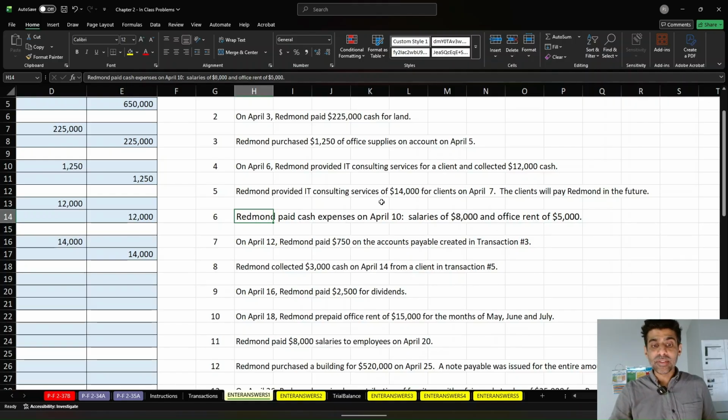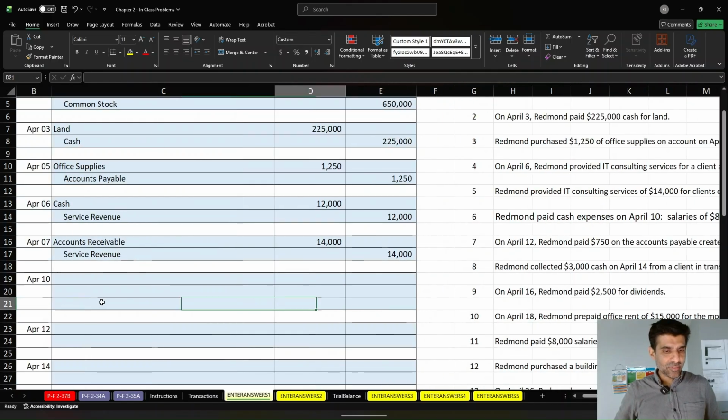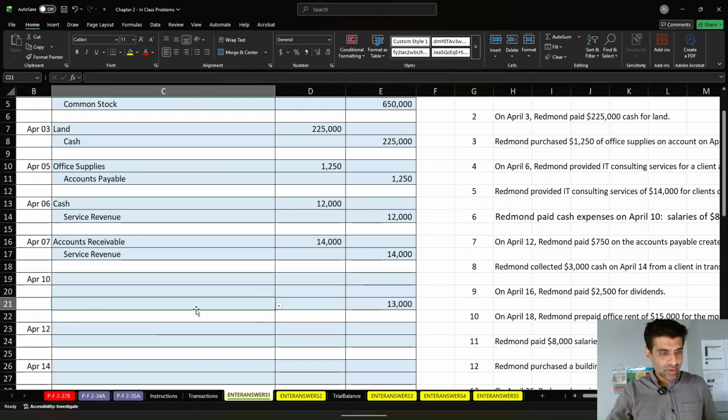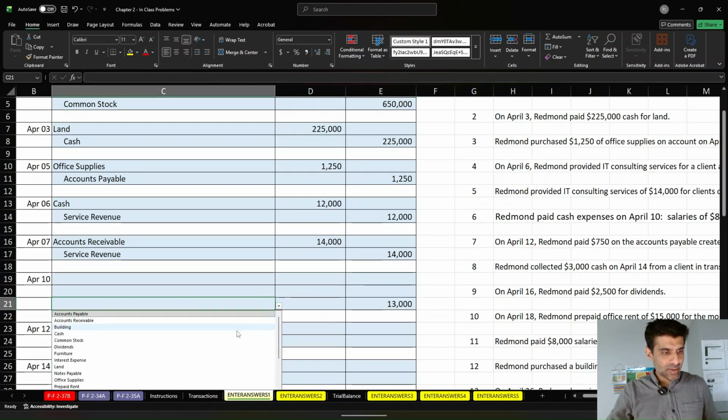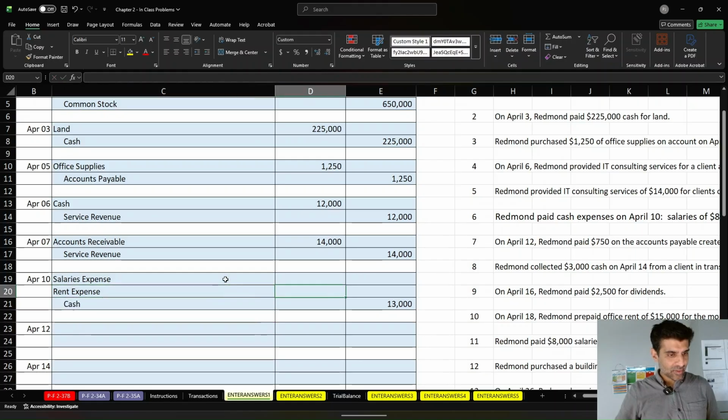So cash is going to go down, right? This is now money out the door. So I already know it's going to be a credit. And what's the total? It's 13,000. So I already have the cash part of it done. And then what do we say? Salary expense, and we said rent expense. And salaries is 8,000. Is that right?